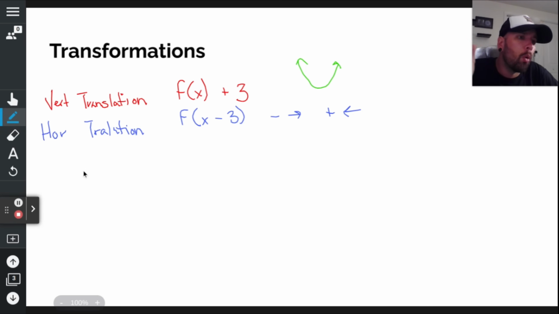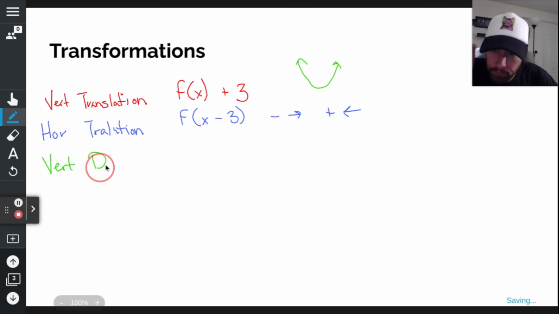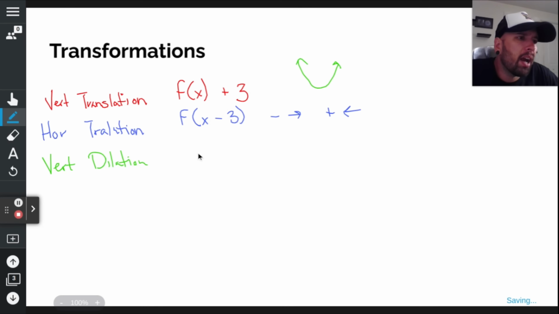All right, now we're going to talk about a dilation. A dilation is when your shape stretches, widens, whatever. There are a couple types of dilations. The first one is called the vertical dilation. A vertical dilation is basically you're taking your shape and you're squeezing it depending on what's going on.